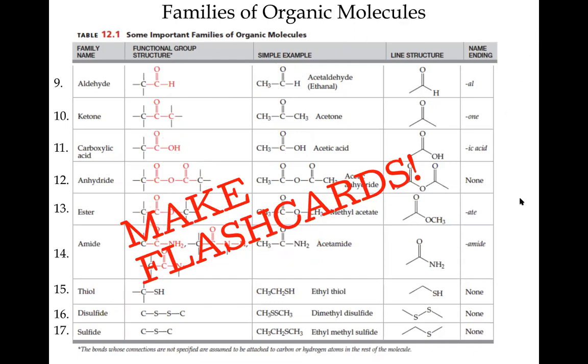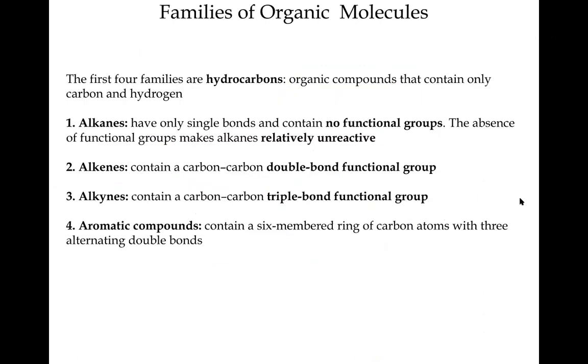Okay, let's clear this stuff. All right, wrapping it up here. The first four families that we discussed are only carbon and hydrogen. So alkanes is going to be a single bond between carbon and carbon, or carbon and hydrogen. Alkenes is going to be a double bond. Alkynes is going to be a triple bond. And aromatic is going to be a six-membered ring of carbons. And that's what defines those first four families that make up that kind of group.